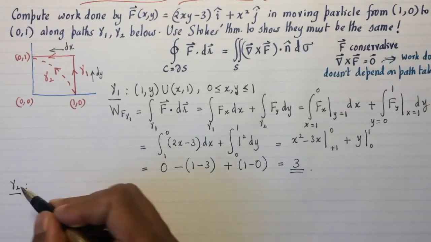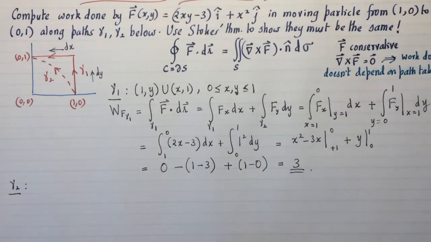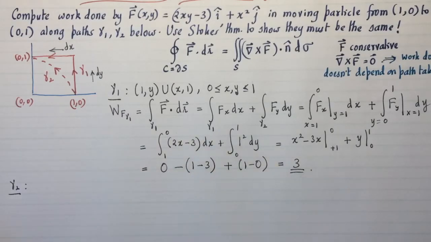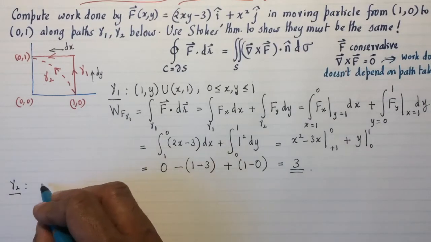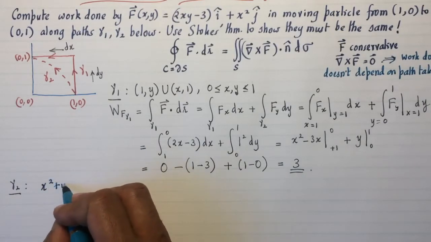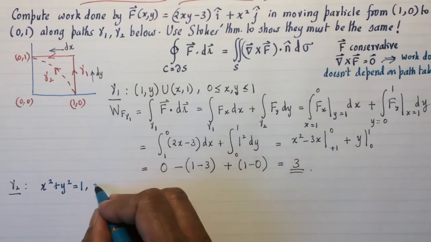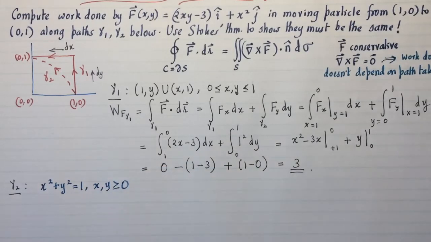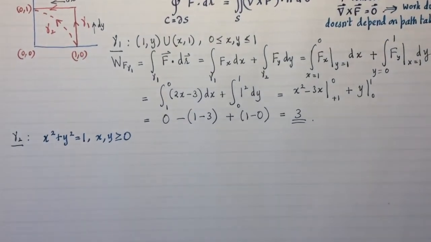Gamma 2 is more complicated. It's a quarter arc of a circle. So the equation for gamma 2 can be written as the equation of a circle, x squared plus y squared equals 1, with the understanding that you have the circle entirely in the first quadrant. So I'll restrict my values of x and y to be bigger than 0 always.